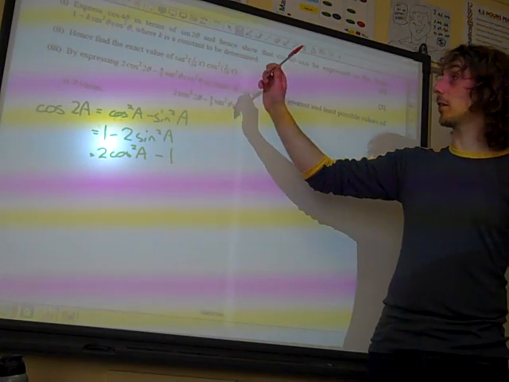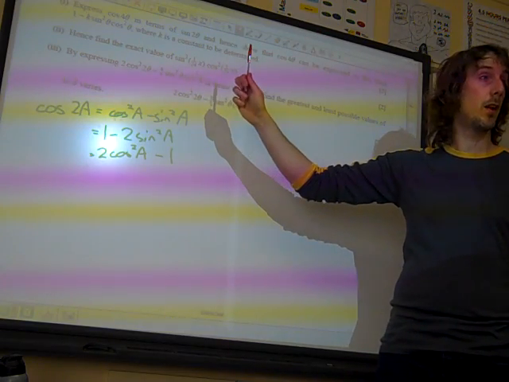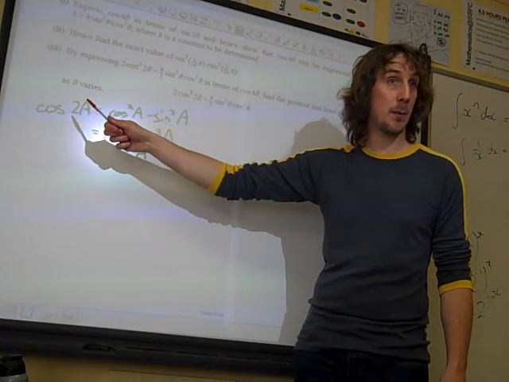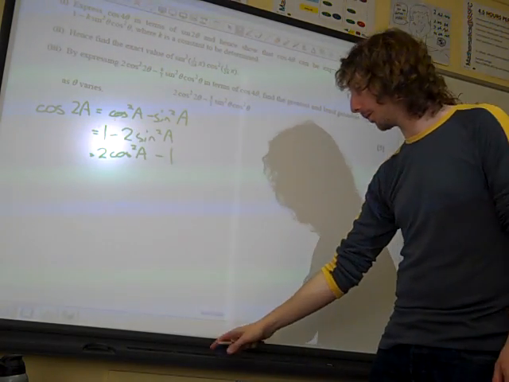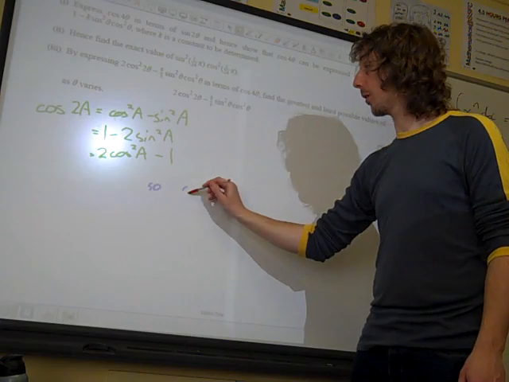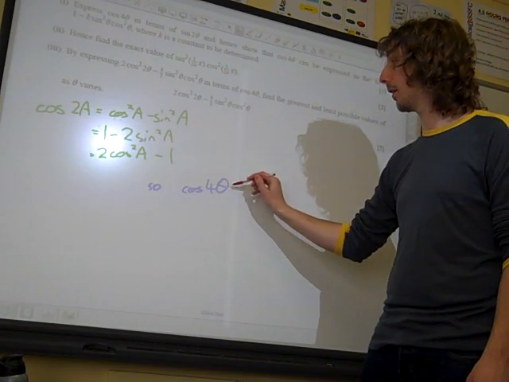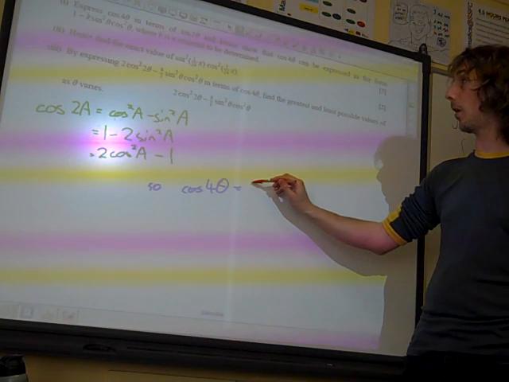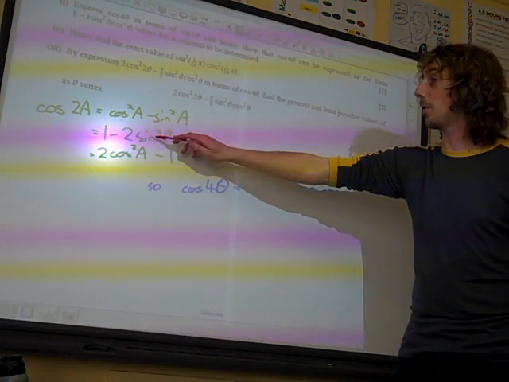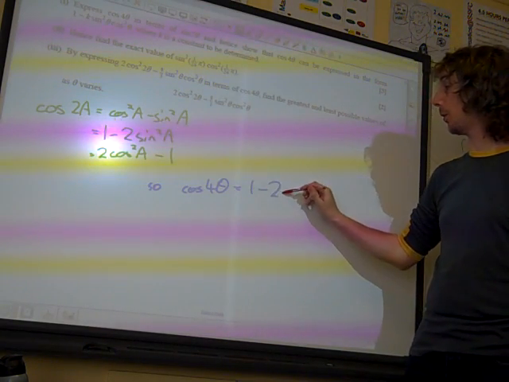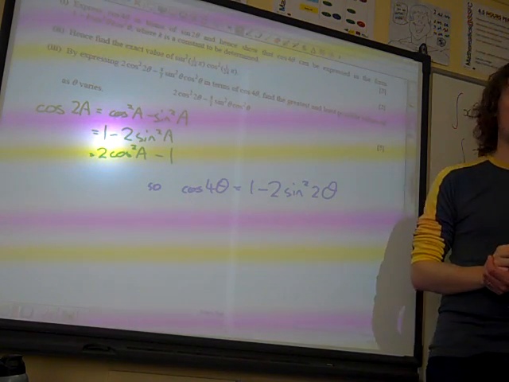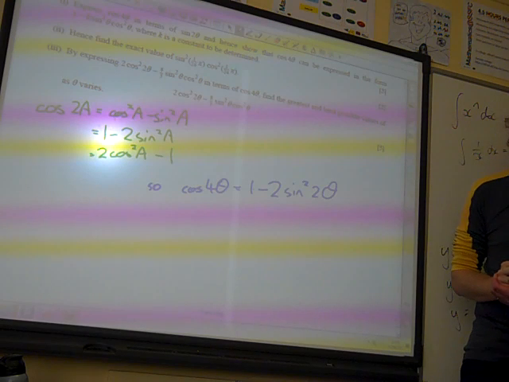But the question said cos 4 theta. So if this is going to be cos 4 theta, I'm replacing a with 2 theta. So cos 4 theta is, replace a with 2 theta, we've got this one we want: 1 minus 2 sine squared 2 theta. So there's our first mark for writing that.